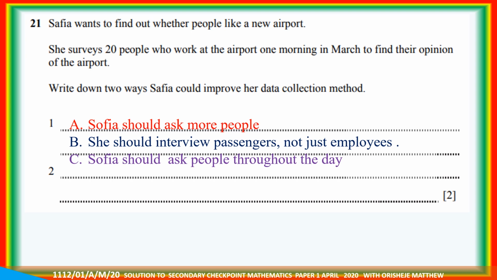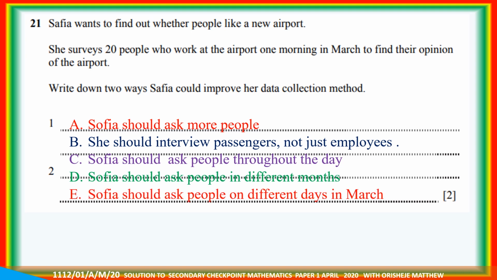Sophia should ask people throughout the day, not only in the morning. That will give her reliable data. And Sophia should ask people in different months, not only in the month of March. She will extend it to April, May, June, July, so that she can have more data. Then Sophia should ask people on different days in March, not only on one particular morning. I think by doing this, she can improve. So any two of these options is enough to answer this question, because it is just 2 marks.